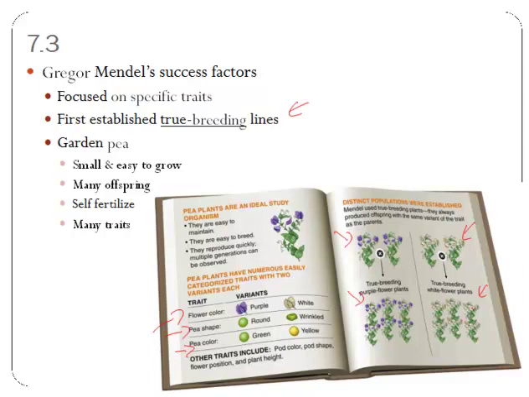It's small, very easy to grow and work with. It has lots of offspring, so lots of peas in each pod so that you can count them and do some math and statistical analysis. They also self-fertilize, which is a handy characteristic because you always know who the parents are. They actually fertilize themselves before the flower opens. So if you want to cross pea plants, you actually have to cut open the flower with the scalpel and use tweezers to transfer pollen from one plant to another. So he always knew exactly which ones were the parents. And they had many traits, so lots of different characteristics to look at.